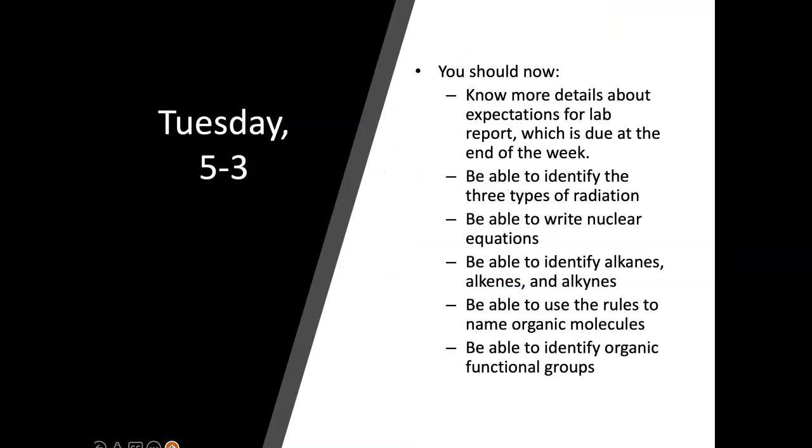All right, so I had hoped to get to this on Tuesday, but we didn't. So hopefully now, if you've watched the Zoom from Tuesday, you know more details about the lab 10B and your lab report. Hopefully you know the 3 types of radiation. Hopefully you feel comfortable writing nuclear equations and calculating half-life. You can also now identify organic compounds and hopefully name them using the IUPAC rules.